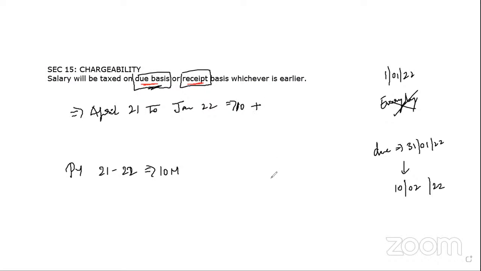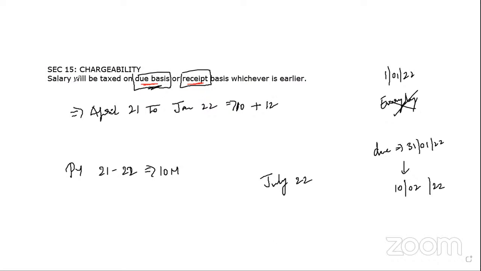Now, assume I am in July 2022. I'm supposed to file my returns. In my returns, am I supposed to disclose 10 months' salary or 12 months' salary? The answer is 12 months' salary. Why is it 12 months' salary?